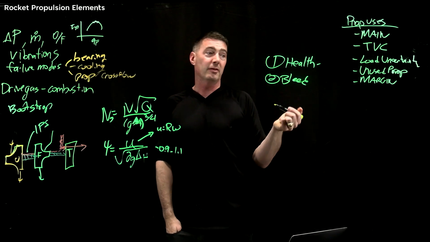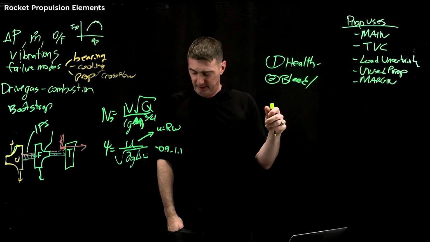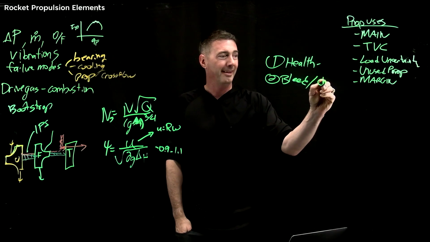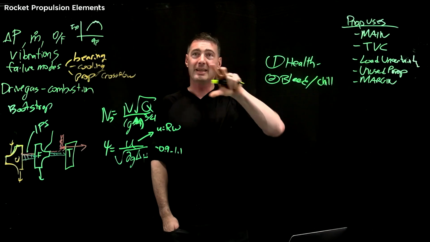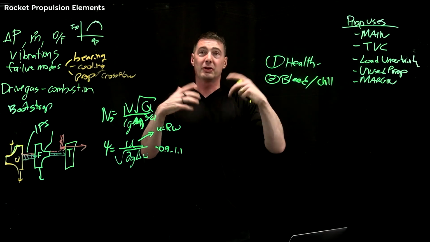Now, if it's cryogenic, on top of that, it's called chill, where your cryogens are going to hit the pump, but the pump's warm. It's just going to turn it into gaseous vapor.